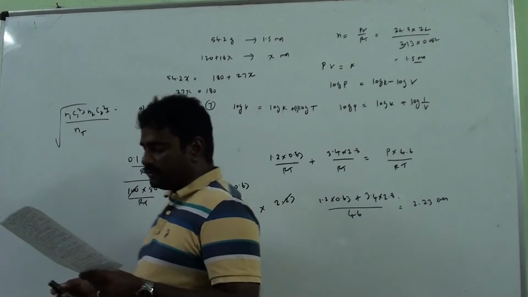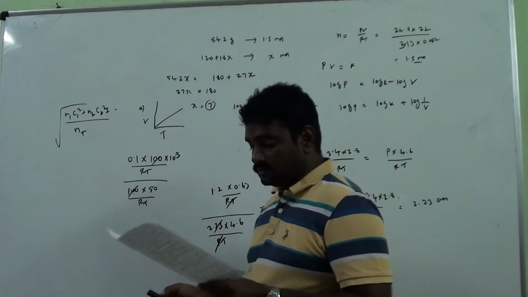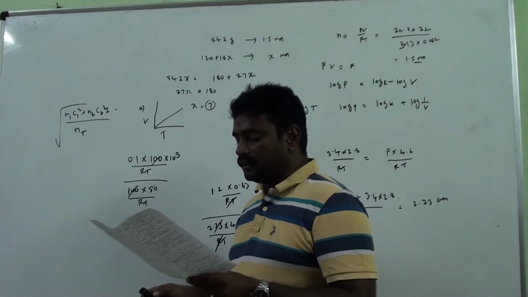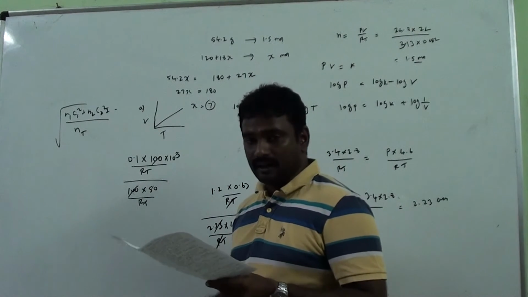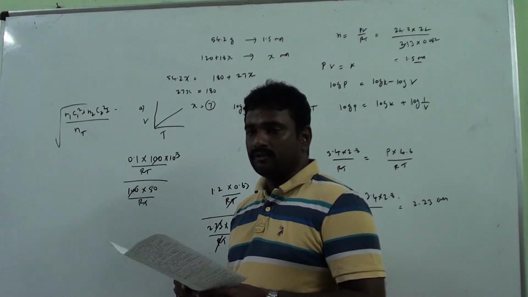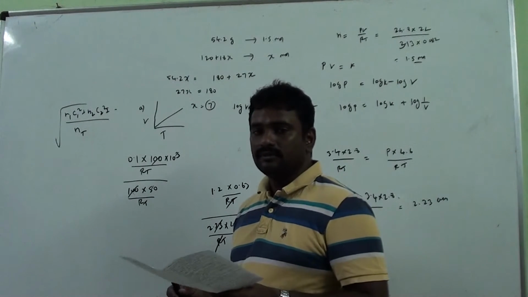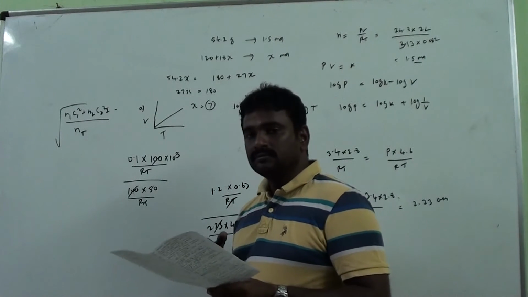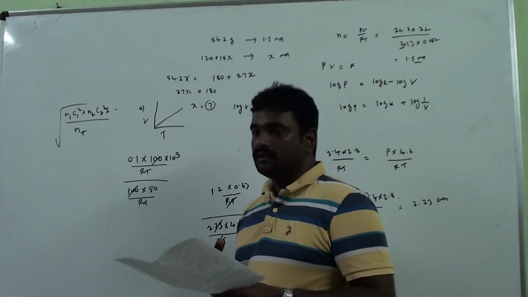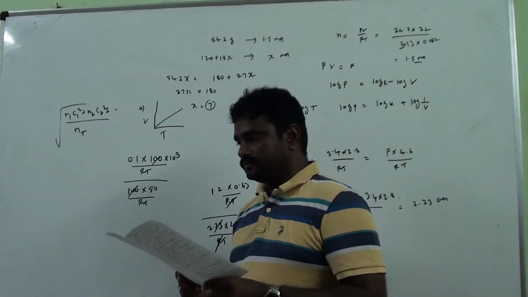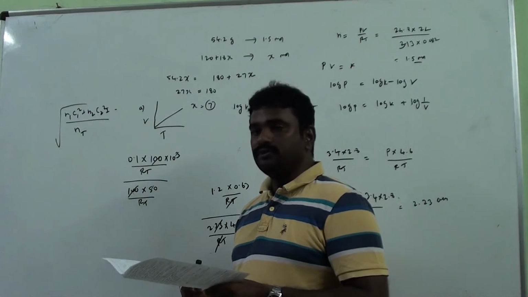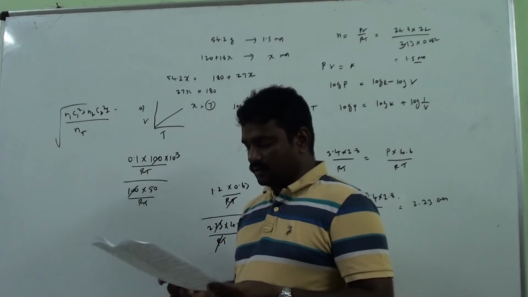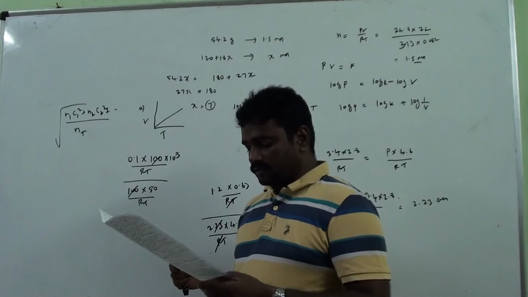10th one is also a direct question. 3 root 3 times that of what gas? Hydrogen gas, 3 root 3 times. So find the molar mass of the alkyne. Then you can find it. What's the molar mass? 54, sir. 54. So C4H6. Right. 10th one is okay.